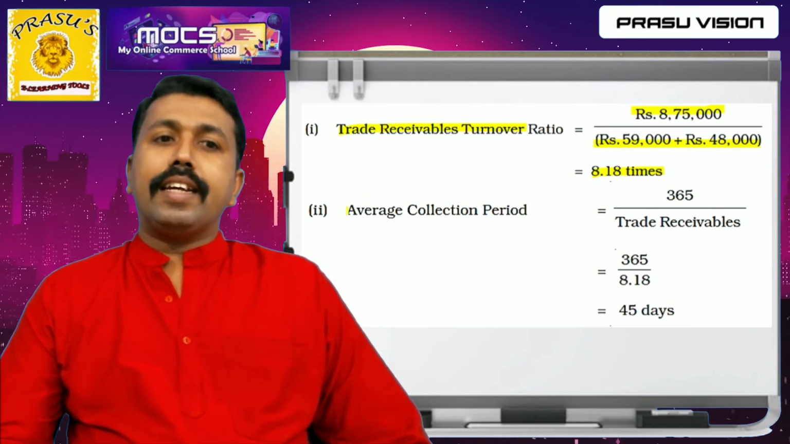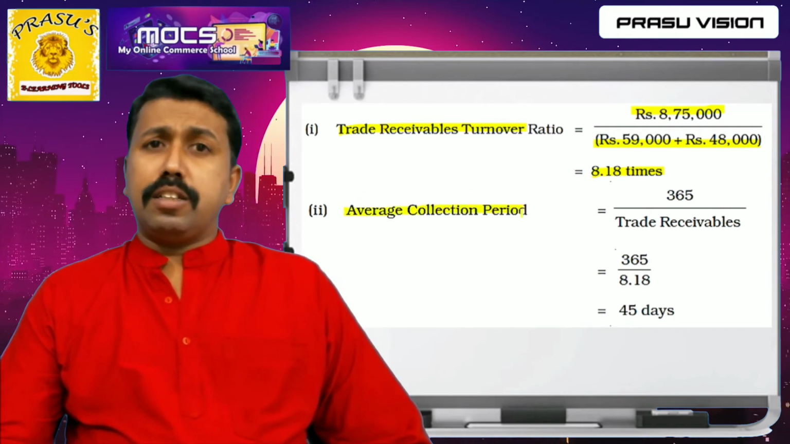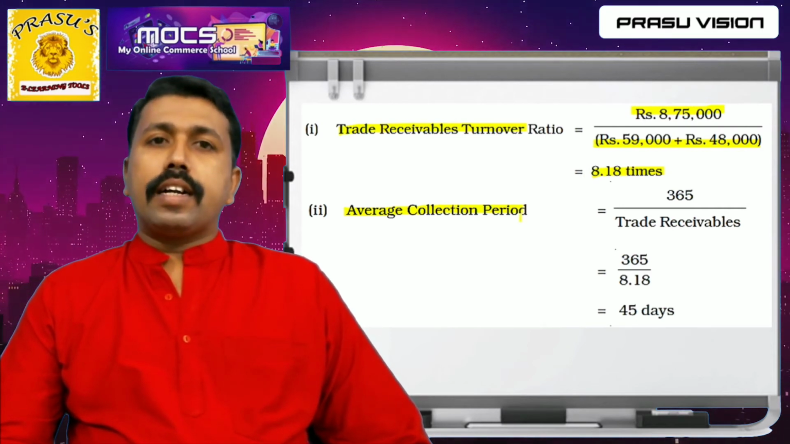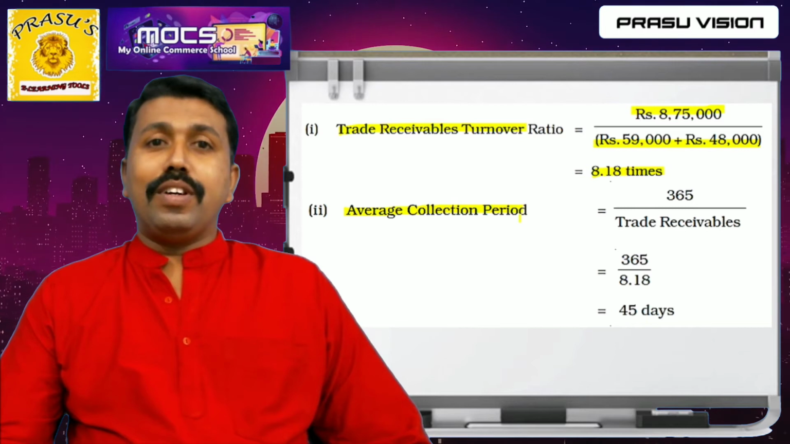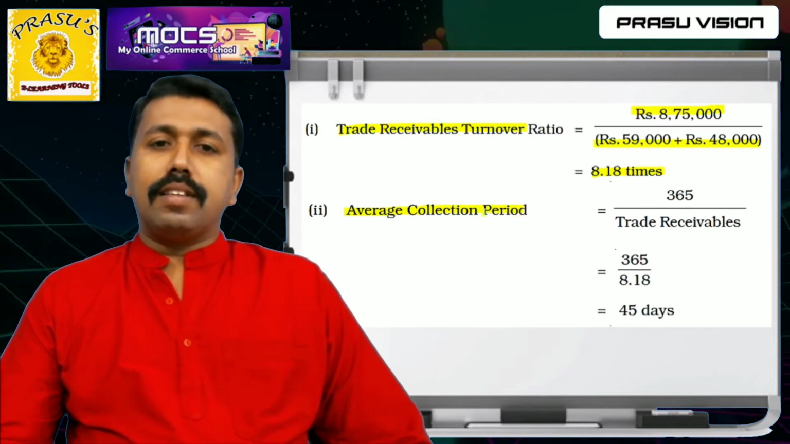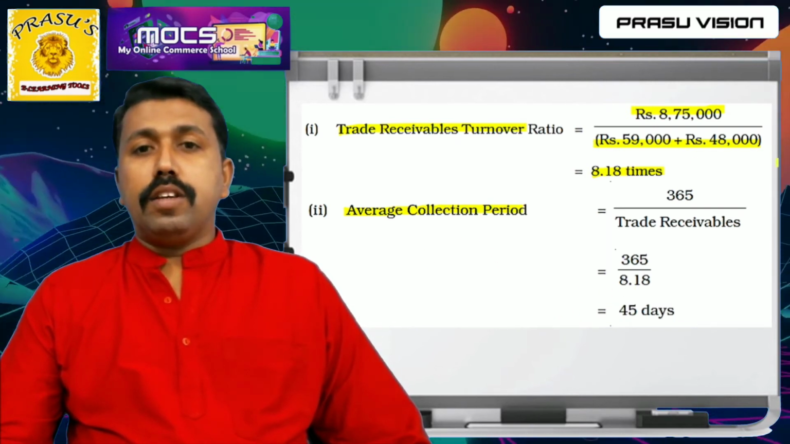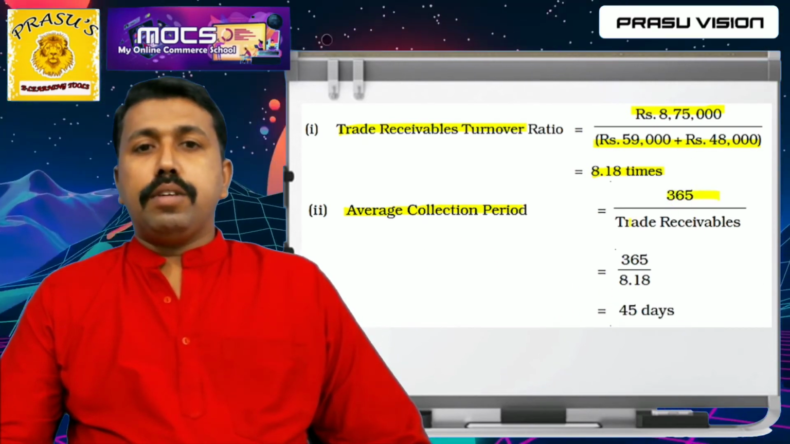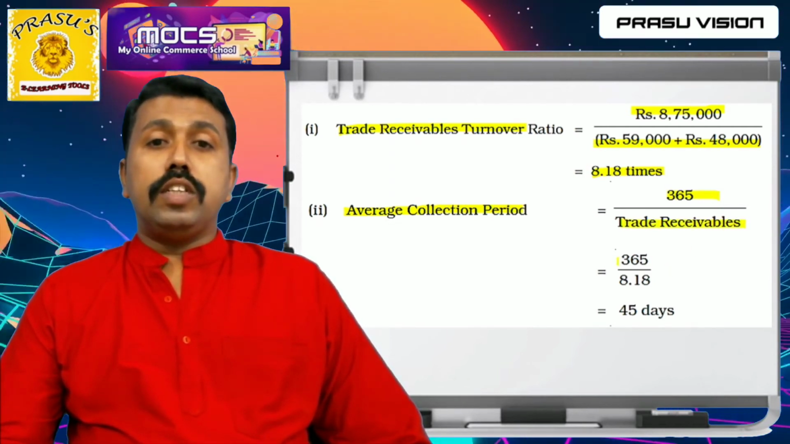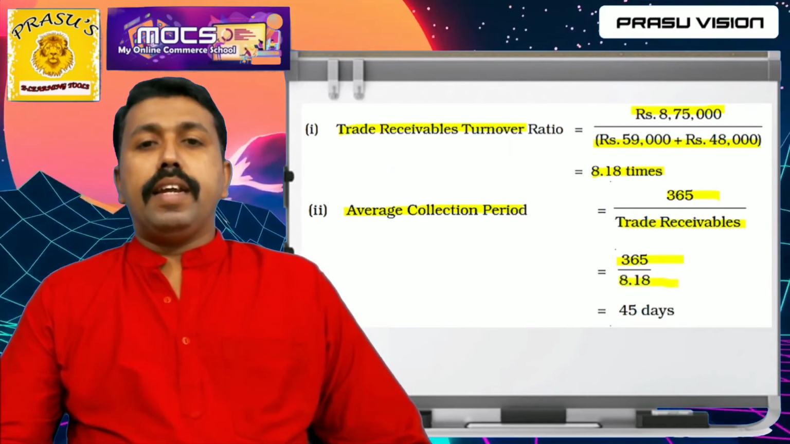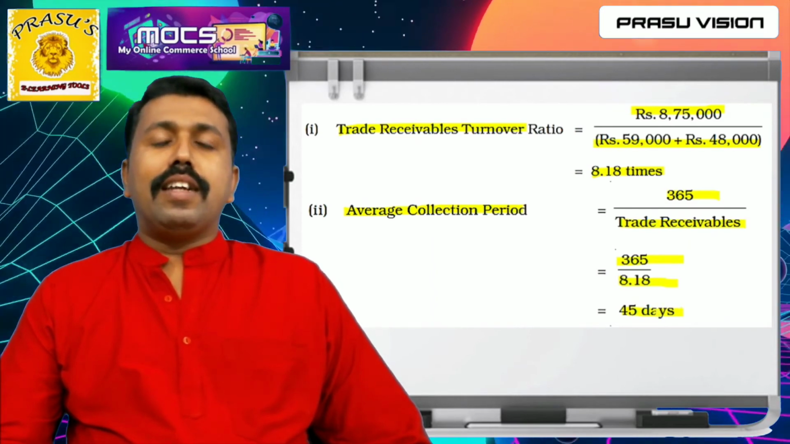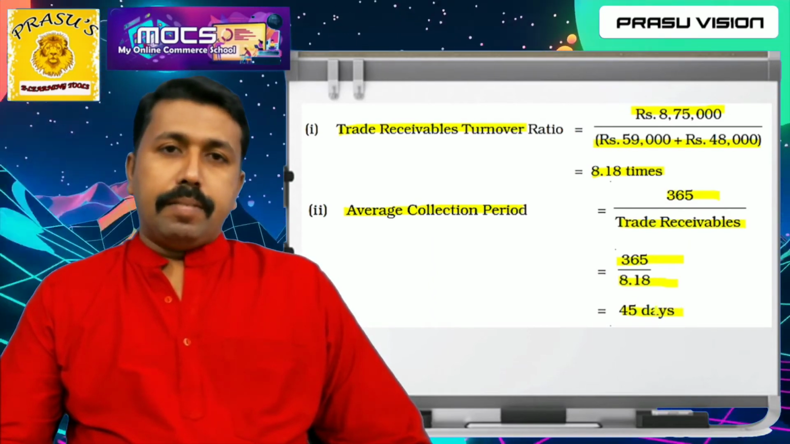And how can we calculate the average collection period? Average collection period means how many days are needed to collect the amount of revenue from the debtors, the credit buyers. So use the equation 365 divided by the trade receivable turnover ratio. So 365 divided by 8.18. 45 days is needed to collect the amount of credit revenue from the buyers.